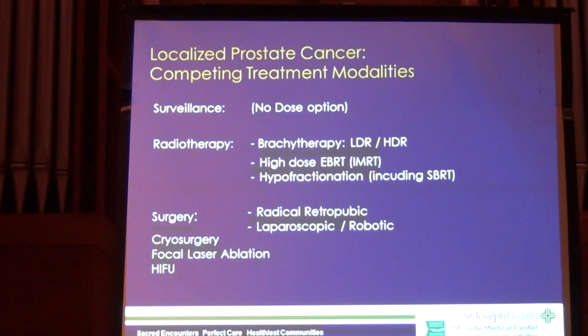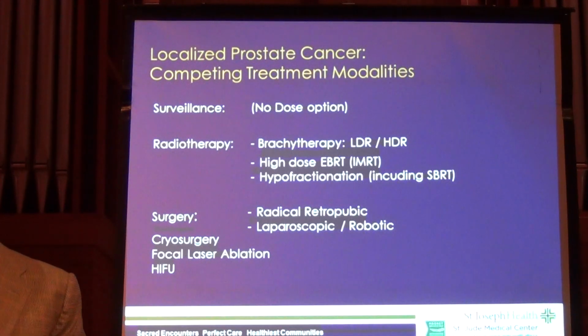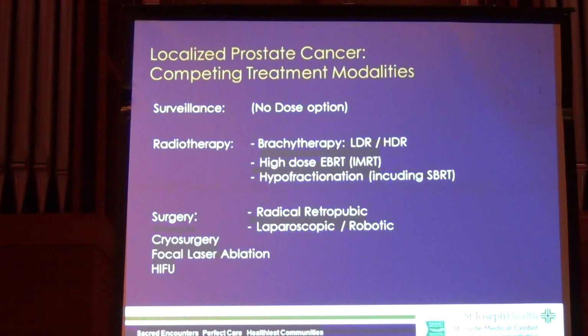So it's important to understand when you go for a consult, if you're diagnosed or somebody you know is diagnosed and they say, I don't know, I got 10 different options. Well, there are 10 different options, and you have to find the one that works best for you. But part of that is understanding why we do what we do.